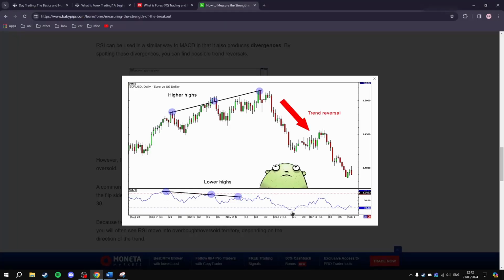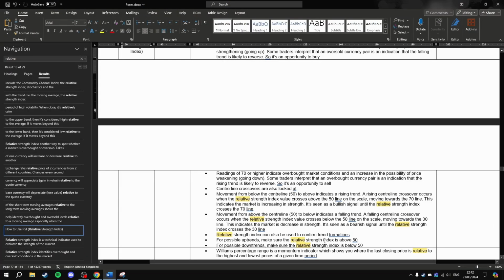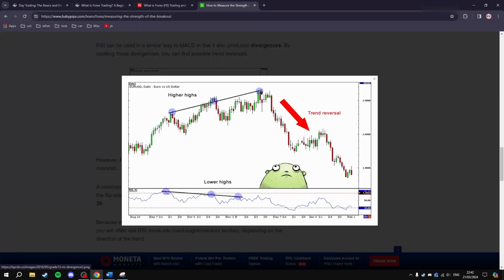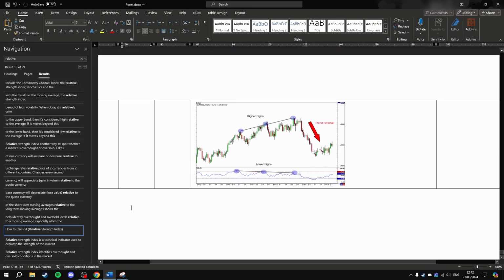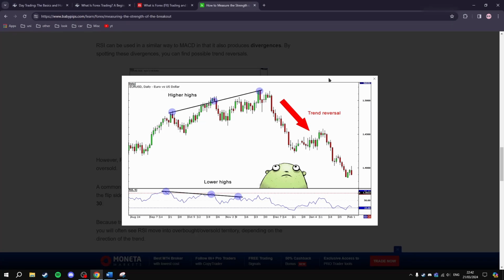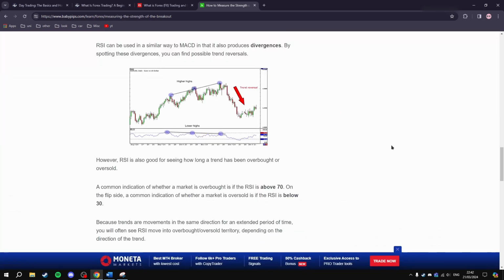Does it cross over the 50 line? Yeah, it kind of does. So it crosses about here, and when it does cross, the market is decreasing in strength, seen as a bearish signal, and it is a bearish signal because it is going in a downtrend. So wow, indicators, very good. Lower highs, trend reversal.